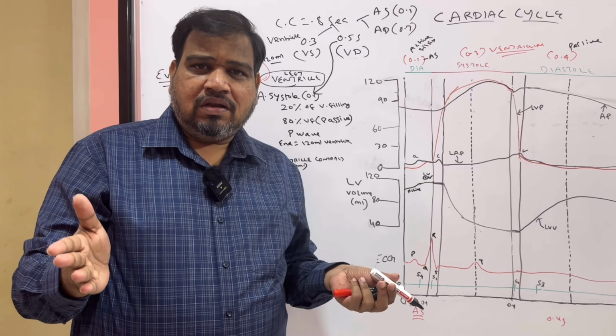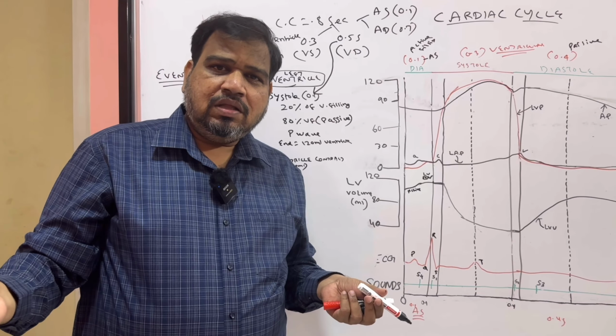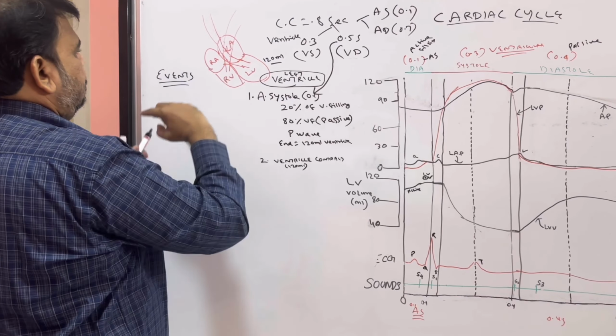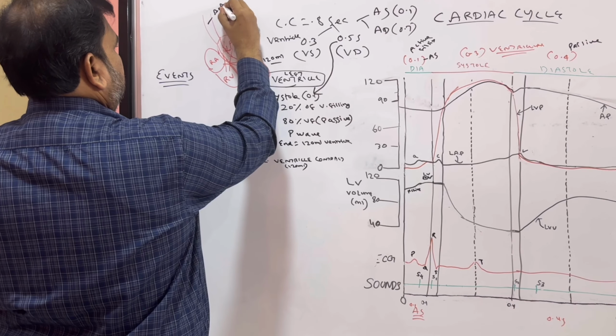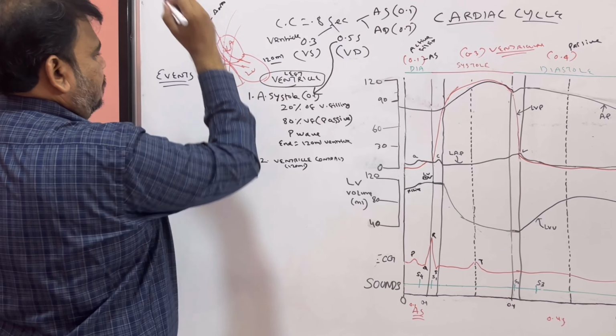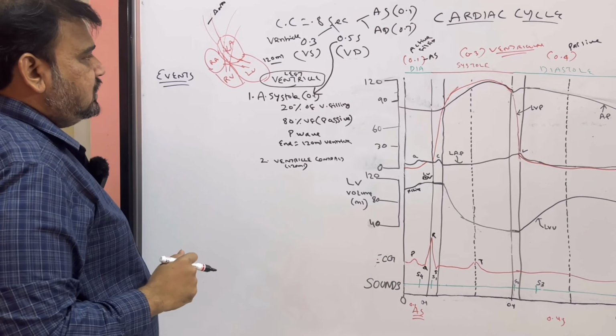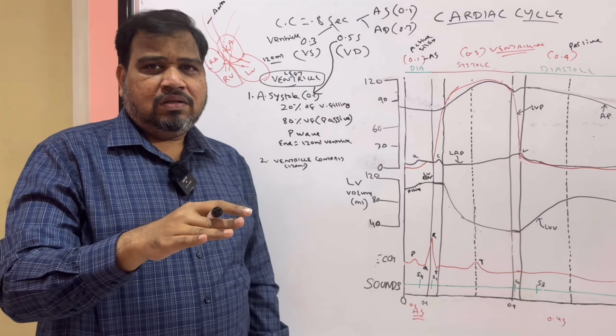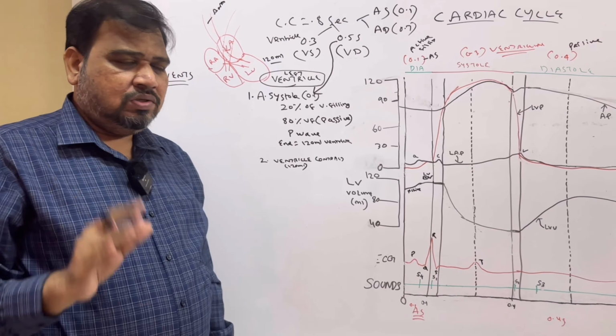What is the function of the left ventricle? It has to pump the blood into the aorta. So this is the aorta, no doubt in that. The left ventricle has to pump the blood into the aorta. Of the 120 ml which it has received, it will pump 70 ml. That we call the stroke volume. All those things you know.